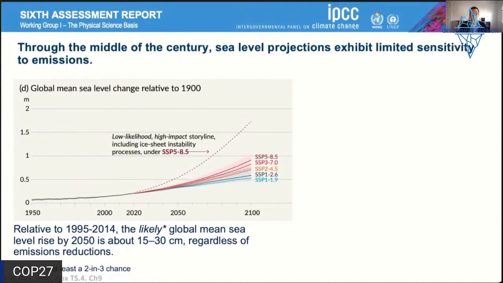Throughout the middle of the century, sea level projections exhibit limited sensitivity to emissions. What that means is that there's a substantial amount of sea level rise already baked in, regardless of how quickly we bring our emissions down. In particular, relative to 1995 to 2014, the likely global average sea level rise by 2050 is about 15 to 30 centimeters, regardless of emissions reductions, where we're using likely in the technical IPCC sense to mean at least a 2 in 3 chance that it'll fall in this 15 to 30 centimeters.